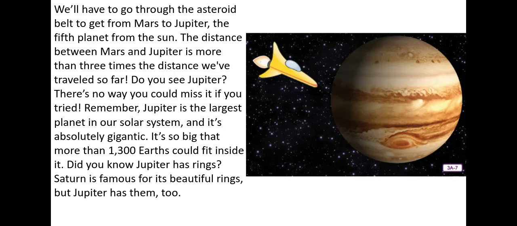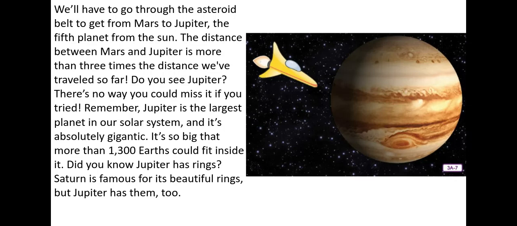We'll have to go through the asteroid belt to get from Mars to Jupiter, the fifth planet from the Sun. The distance between Mars and Jupiter is more than 3 times the distance we've traveled so far. Do you see Jupiter? There's no way you could miss it if you tried. Remember, Jupiter is the largest planet in our solar system, and it's absolutely gigantic. It's so big that more than 1,300 Earths could fit inside it.